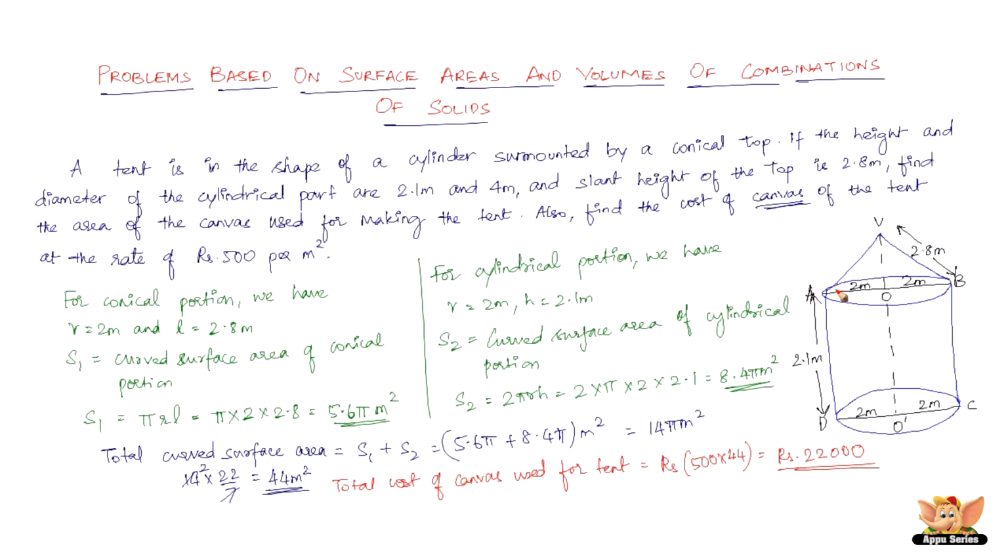So all you needed was to cover the curved surface area of both parts, the cylindrical part as well as the top part, that is the cone part. So you had to find the curved surface area of both, add them up, and then multiply it with rupees 500 per meter square to find the total cost of the canvas. Right? So this ends this video. I'll see you in the forthcoming videos with more problems based on surface areas and volumes of combinations of solids.